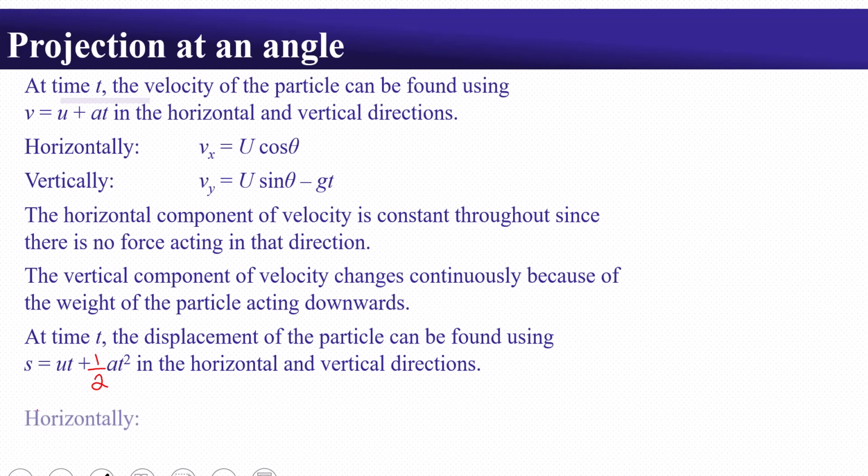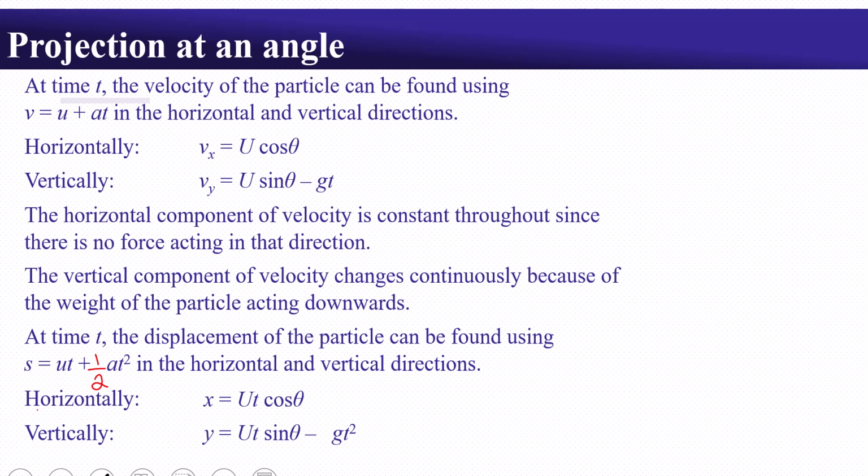When you substitute the information for the horizontal and vertical directions into this equation, you will end up getting x equal to ut cos of theta, and then vertically you will get y equal to ut sine of theta minus a half gt squared. I'm going to show you how these two are got.